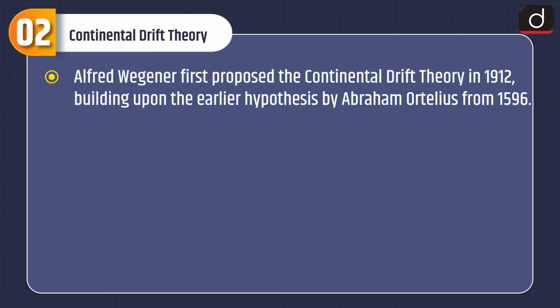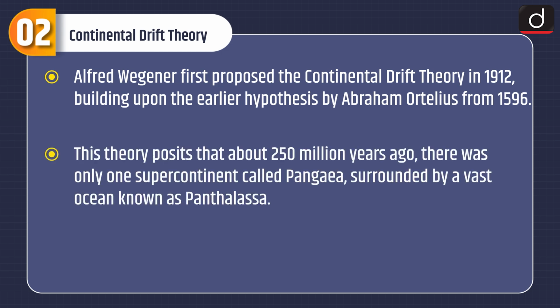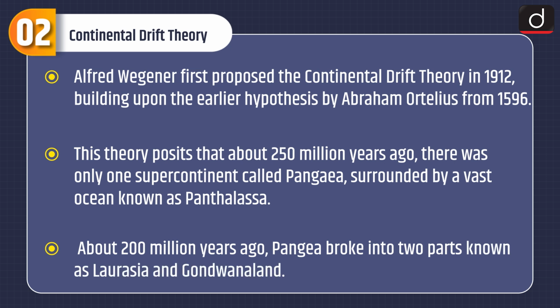Now let's discuss continental drift theory. Alfred Wegener first proposed the continental drift theory in 1912, building upon the earlier hypothesis by Abraham Ortelius from 1596. This theory posits that about 250 million years ago, there was only one supercontinent called Pangaea, surrounded by a vast ocean known as Panthalassa. About 200 million years ago, Pangaea broke into two parts known as Laurasia and Gondwanaland.